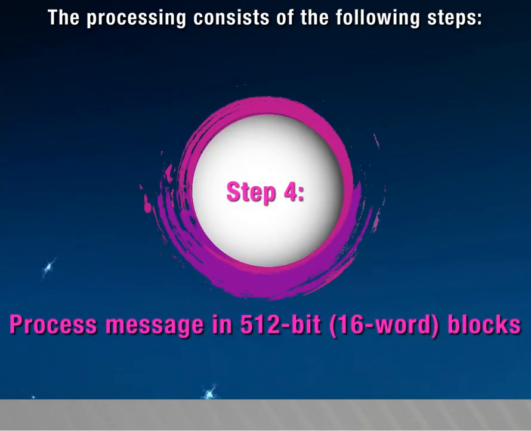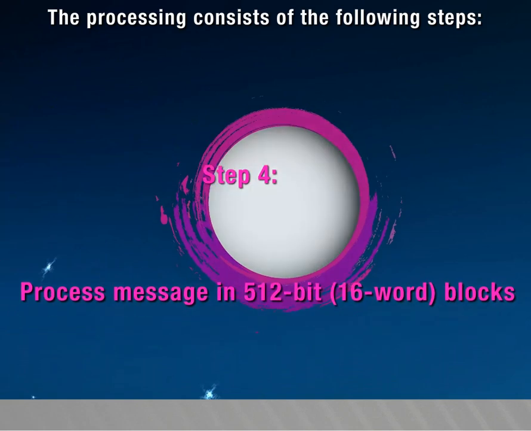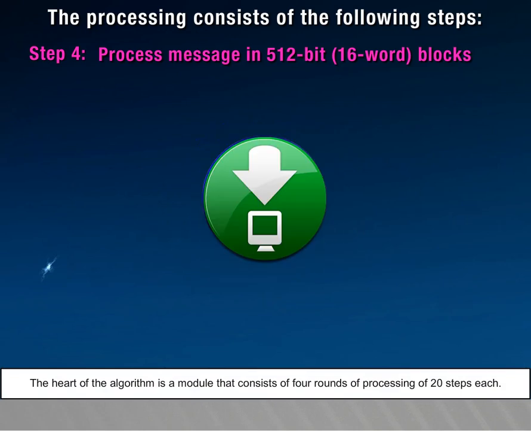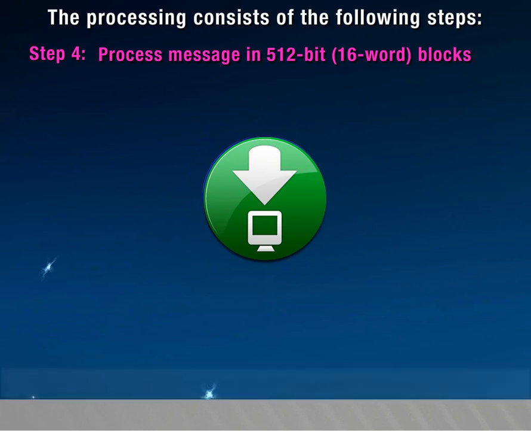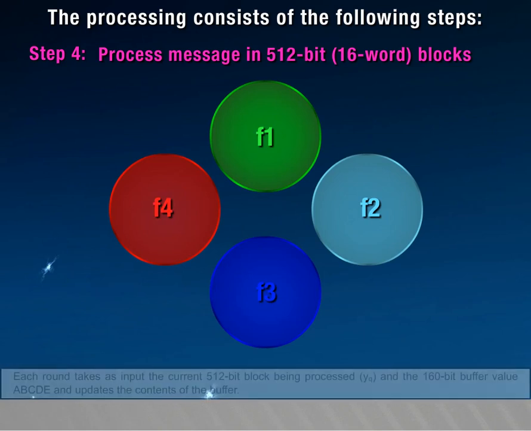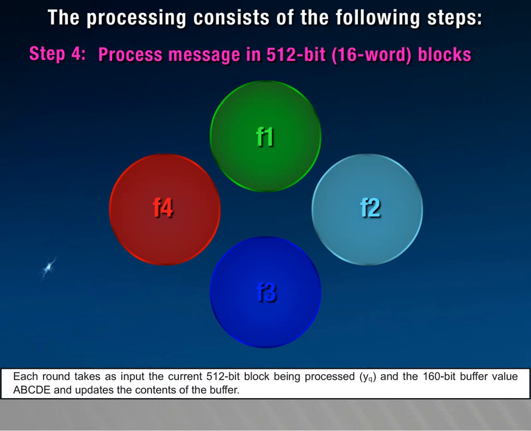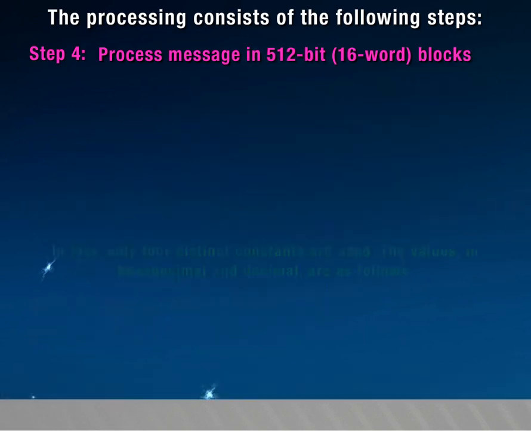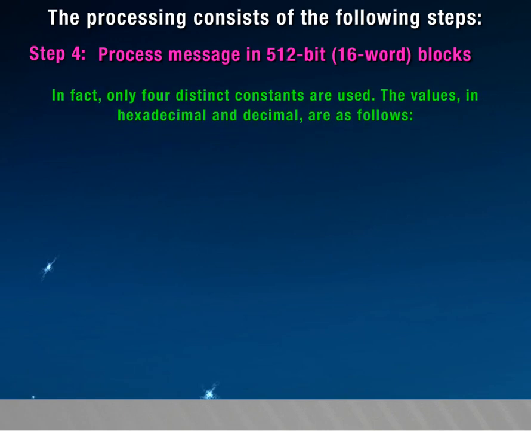Step 4. Process message in 512-bit 16-word blocks. The heart of the algorithm is a module that consists of 4 rounds of processing of 20 steps each. The 4 rounds have a similar structure, but each uses a different primitive logical function which we refer to as F1, F2, F3, and F4. Each round takes as input the current 512-bit block being processed Yq and the 160-bit buffer value A, B, C, D, E and updates the contents of the buffer. In fact, only 4 distinct constants are used. The values in hexadecimal and decimal are as follows.